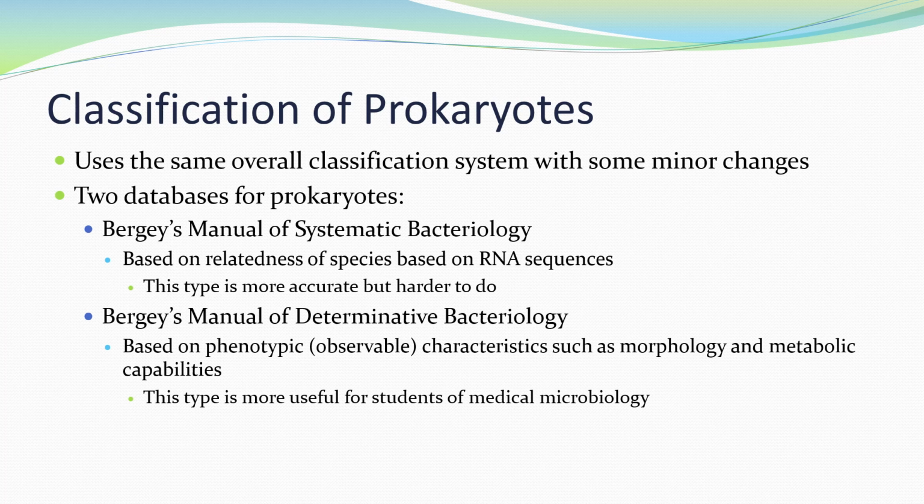The second is Bergey's Manual of Determinative Bacteriology. This is going to be based on morphology and phenotypic or observable characteristics, as well as metabolic capabilities. So this is pretty useful for students of medical microbiology, but it's not always as accurate as comparing the RNA sequences.